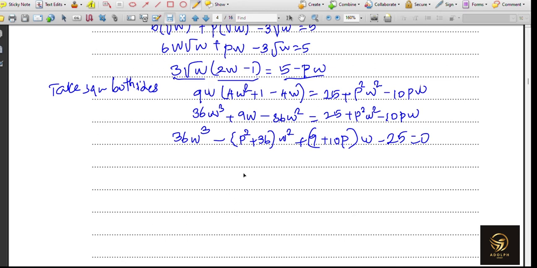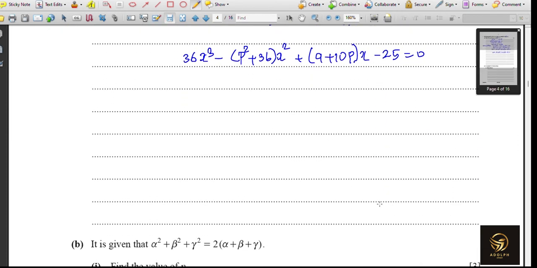After this, we should change all the w cube to x cube, because all the w to x, that is what the required equation needs, because that equation has been given with the variable x. So the required equation is 36x cube minus (p square plus 36)x square plus (9 plus 10p)x minus 25 equals 0. So here p remains the same because that is a constant. Let's go to the next subdivision.